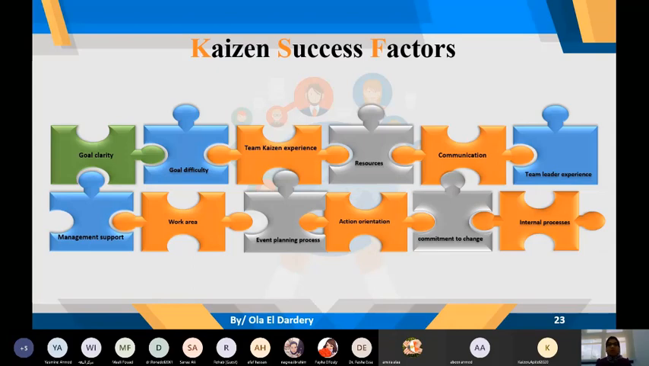As well, we have resources, we have communication, we have the team leader experience, we have the management support, and we have the work area, whether the facility itself will be supportive to what they are doing or not. We have the event planning, the process itself. We have the action orientation. Do they actually want to make the Kaizen event successful or not? We have to know their commitment to the change. They can just say suggestion. No, they have to commit to it. And the internal process and how that goes. And as I said, management support, goal clarity, and the team are the most important factors for Kaizen success.